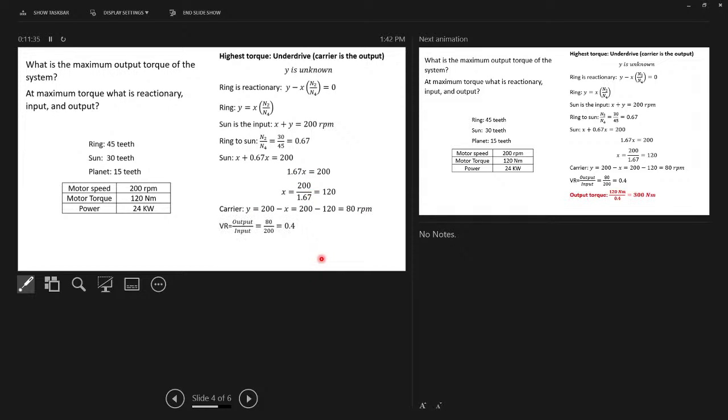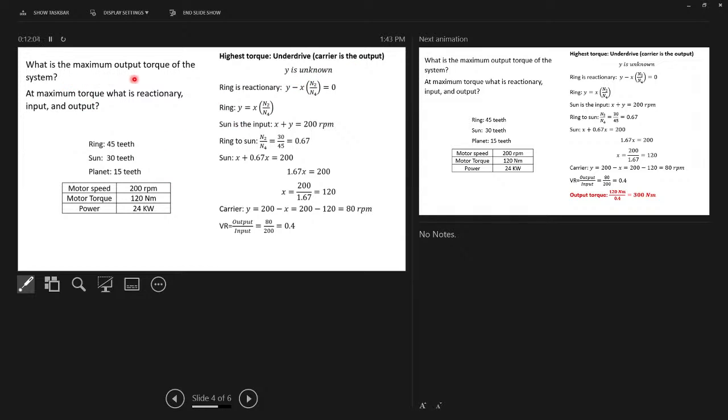We can take that velocity ratio. The output is 80 and 200 is the input RPM. So that comes to 0.4. So we've answered the second question already: the reactionary is going to be the ring, the input is going to be the sun, and the output is going to be the carrier.